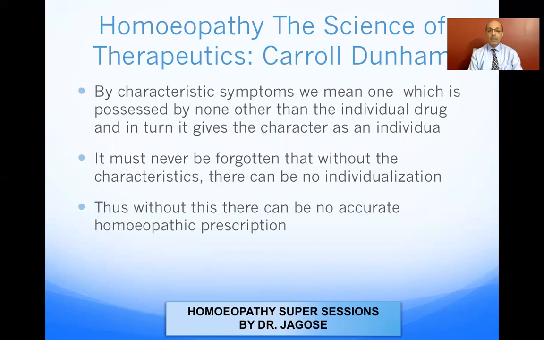It must never be forgotten that without the characteristics, there can be no individualization. So it reminds you that if there are no characteristic symptoms, there is no individualization. Basically, individualization is the essence of homeopathy through the medium of characteristic, uncommon, rare, peculiar symptoms. That's number 154. Thus, without this, there can be no accurate homeopathic prescription. Naturally, without characteristic symptoms, you cannot form the totality and you cannot mitigate the disease, or you cannot individualize the person.